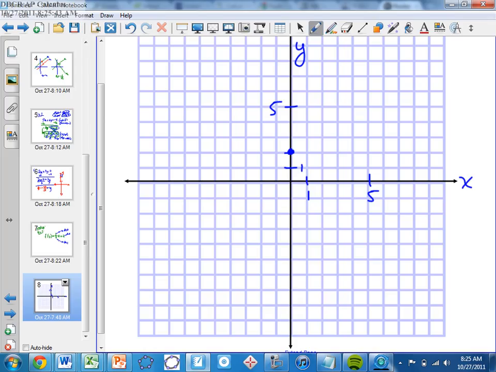Put your tick marks along the axis, and you know that they're all by 1. If you're going by more than 1, then maybe indicate that. But don't waste your time, okay? Now, I started with my y-intercept again.